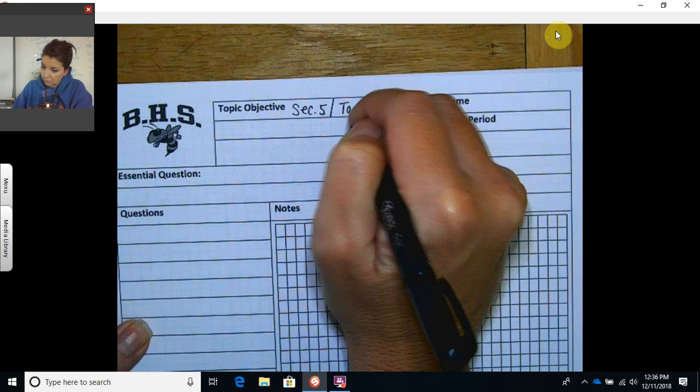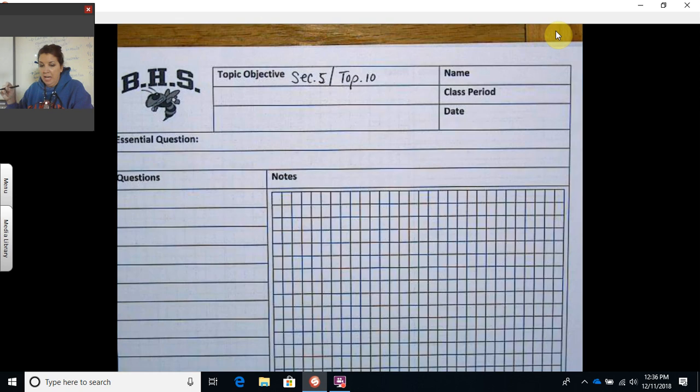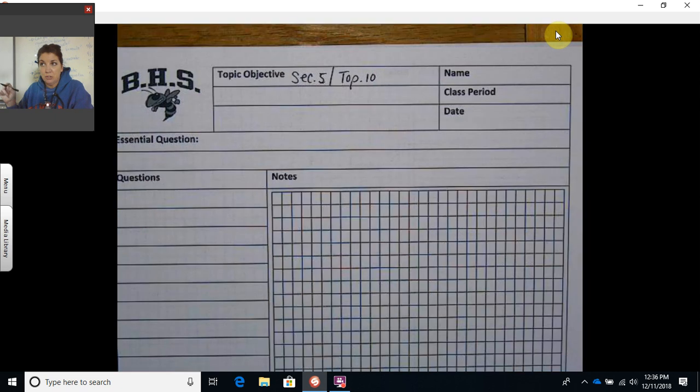We worked on section 5, topic 10 yesterday as well. But yesterday we solved a system involving a circle and a line. We solved it algebraically. Today I'm going to show you how to solve a system of a circle and a line graphically. Okay?